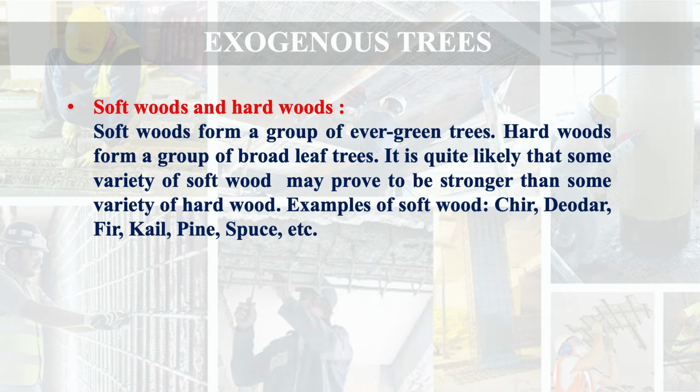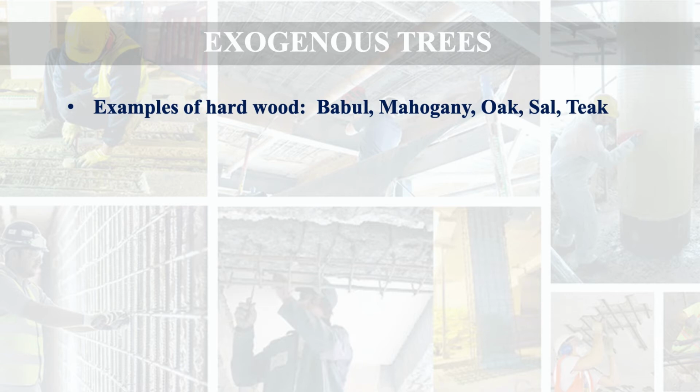Then what are softwood and hardwood? Softwood forms a group of evergreen trees. Hardwood forms a group of broadleaf trees. It is quite likely that some variety of softwood may prove to be stronger than some variety of hardwood. Examples of softwood are cheer, deodar, fir, kail, pine, spruce, etc. And examples of hardwood are babool, mahogany, oak, sal, teak, etc.